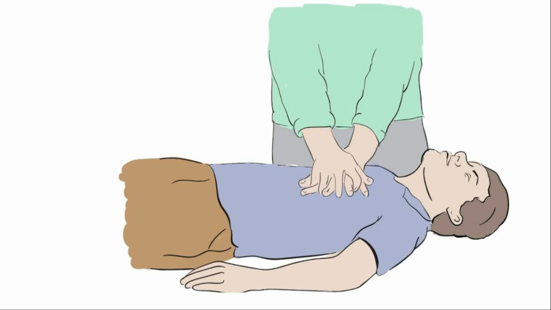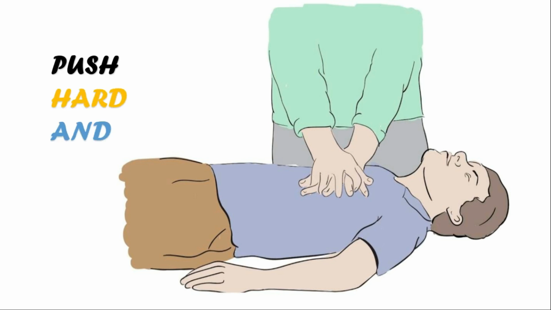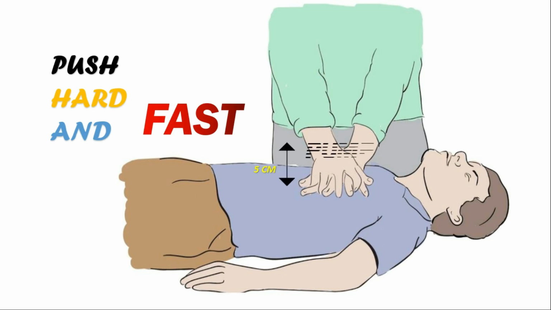Now the procedure. Start by placing the heel of one hand at the center of the person's chest and interlock your fingers like this, with your arms straight. Press hard and fast, letting the chest come back up fully each time. Fast means around 2 times every second, and hard means the chest needs to go down by 5 centimeters. You don't need to push hard for it to be effective.